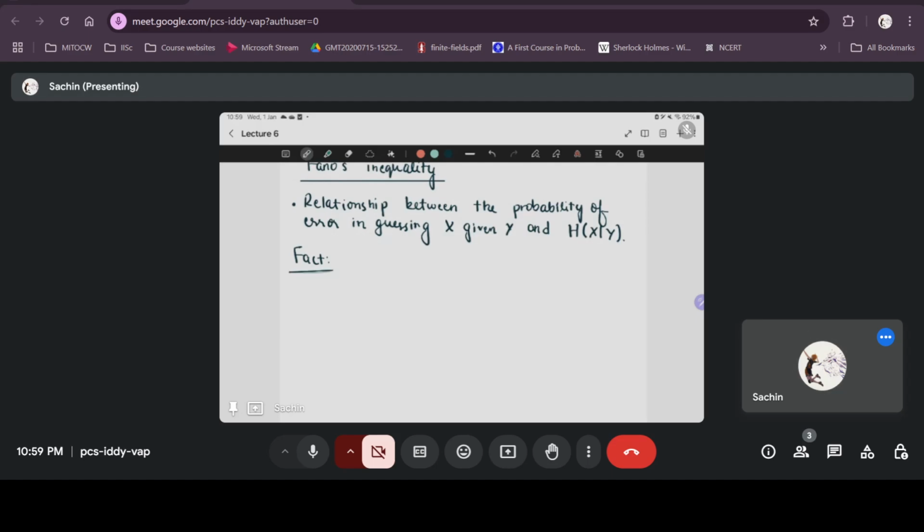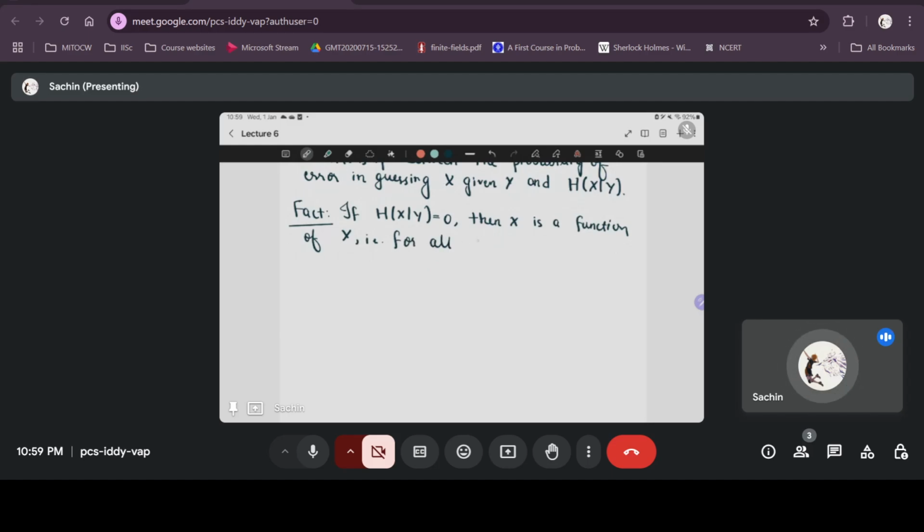We'll make use of the fact that if the entropy H of x given y is 0, then x is a function of y. That is, for all y such that probability of y is greater than 0, there is only one possible value of x such that p of x comma y is greater than 0. Now the proof of that is left as homework.